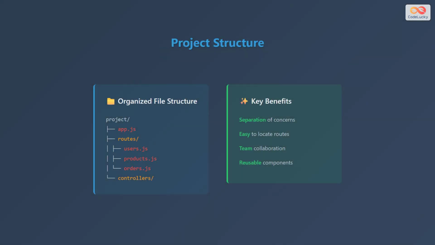Here's an example of an organized file structure. At the root level, you have the app.js file. Inside the routes folder, you can have separate files for different resources like users.js, products.js, and orders.js. Also, you can add a controllers folder. This structure offers key benefits such as separation of concerns, easy location of routes, better team collaboration, and reusable components.